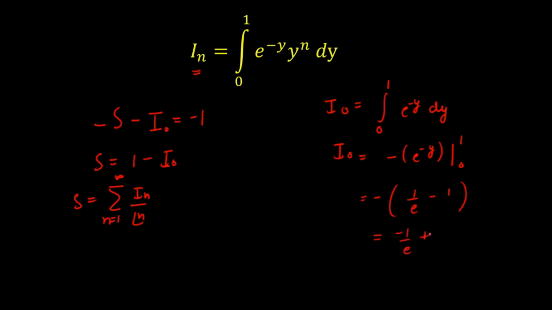So this is equal to minus 1 by e plus 1, that is I naught. So the value of S is equal to 1 minus 1 minus 1 by e. So 1 and 1 will cancel out, negative of negative 1 by e is 1 by e. So our final answer is S is equal to 1 by e, and that's a good place to stop.